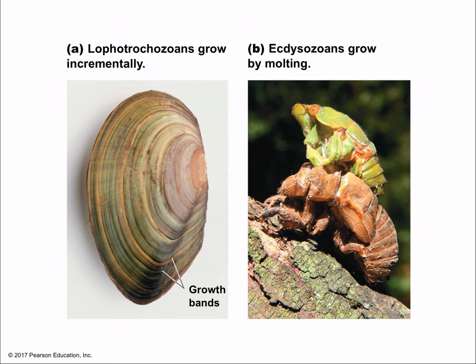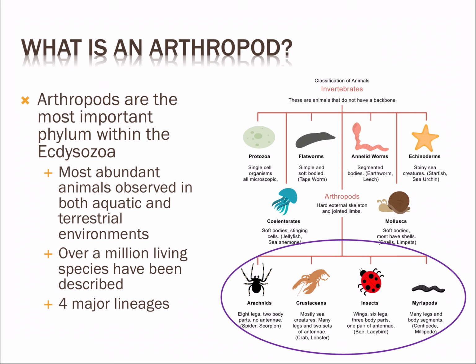All right. So we can see here the Lophotrochozoans growing incrementally, and you can see on the clam that the lines represent that incremental growth. Whereas our ecdysozoans grow by molting. You can see this insect is leaving behind its old exoskeleton, and it will be growing a new exoskeleton. But during this time of transition, when it is molting, it is very vulnerable to predators.